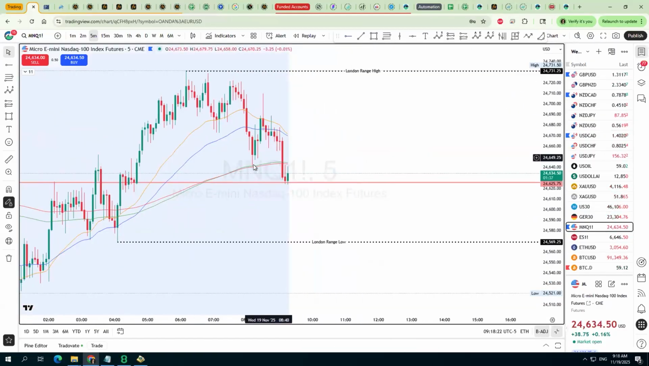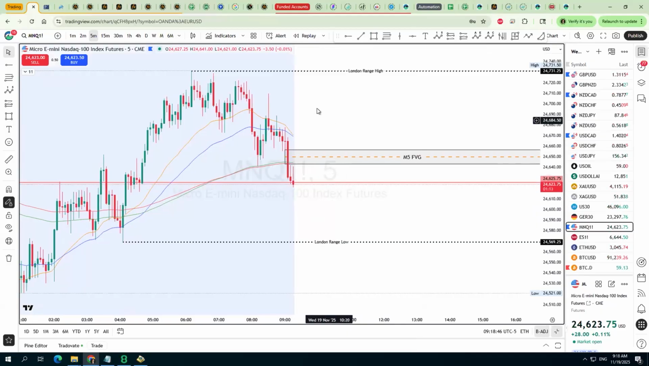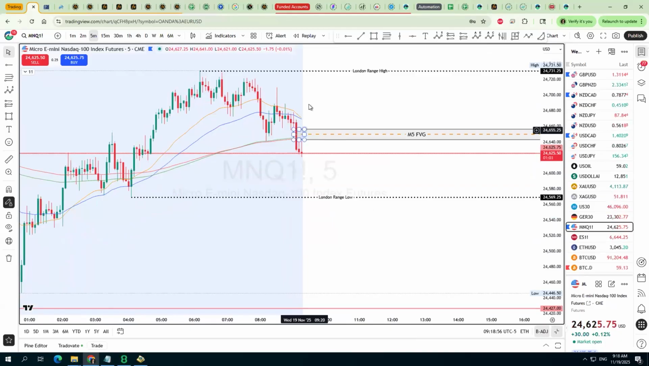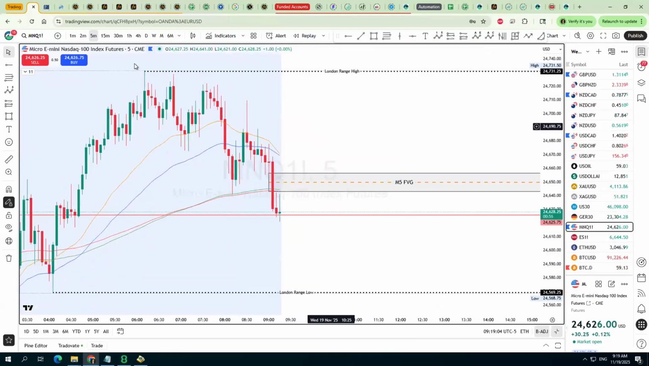All right, let's see here. We've got a 5-minute fair value gap sitting over here. Mark that off. And if we look at the way the market is set up right here, it's almost telling us that we should be looking to sell back down to the London low. So if we do invert and break above here, we're chasing off the London high. And if we don't break above here, we're going to head back down to the London low.